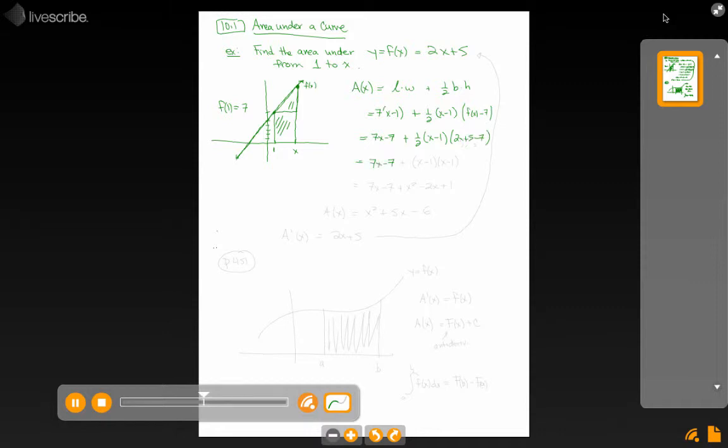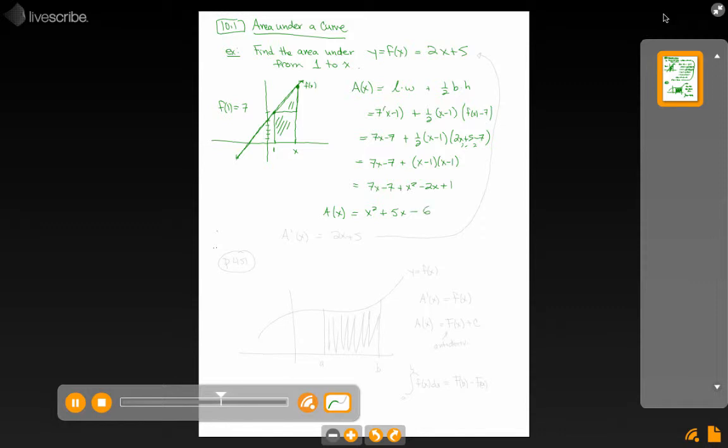Take that a bit further. We've got 2x plus 5 minus 7 is 2x minus 2. If I multiply that by half, I get x minus 1. So basically I have x minus 1 times x minus 1 here. If I expand that, I'll have 7x minus 7 plus x squared minus 2x plus 1. And finally, pull together my like terms, and I get an expression that says that the area function from 1 to x is x squared plus 5x minus 6.